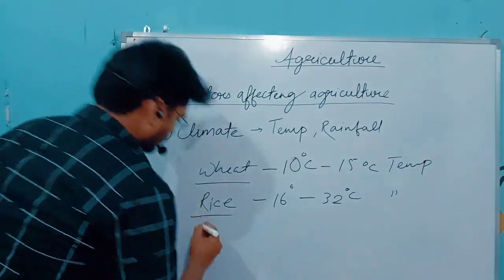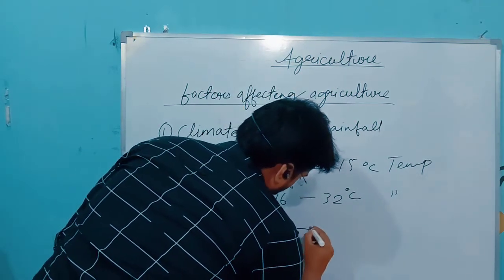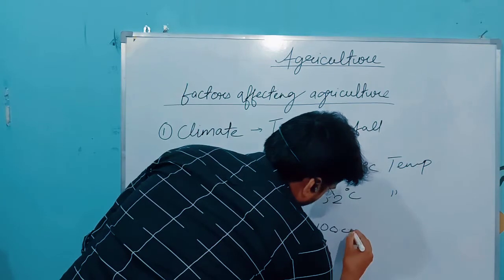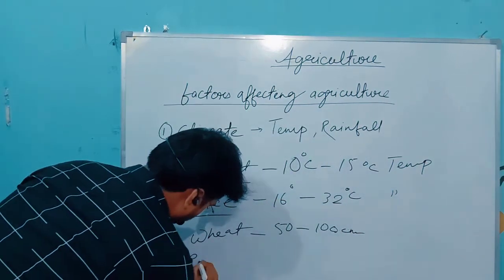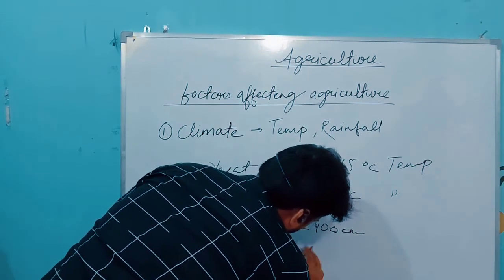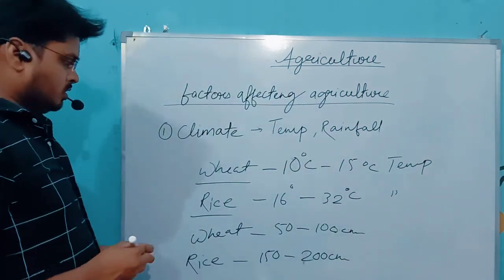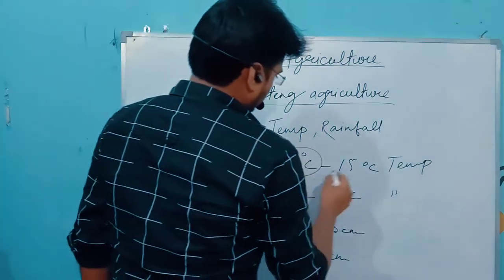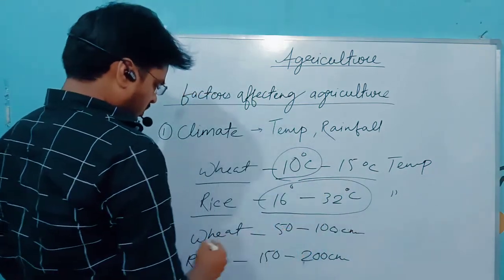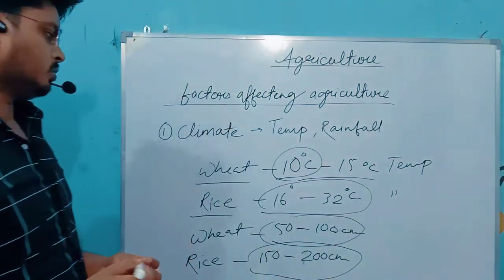If you talk about rainfall, wheat requires 50 to 100 centimeters of rainfall, whereas rice requires 150 to 200 centimeters of rainfall. So you can see a lot of differences are there. Wheat requires 10 to 15 degrees Celsius temperature, whereas rice requires 16 to 32 degrees Celsius. Wheat requires 50 to 100 centimeters of rainfall, and rice requires 150 to 200 centimeters of rainfall.